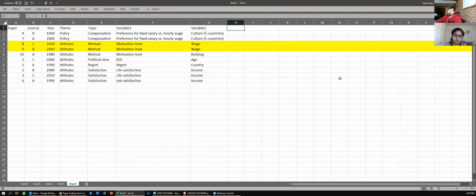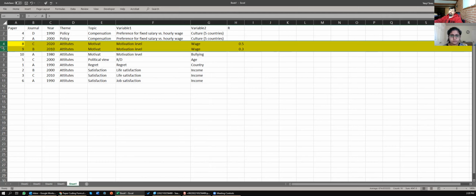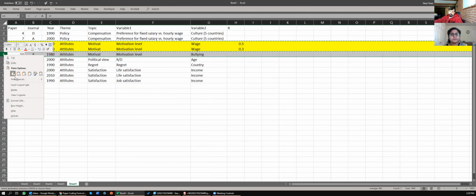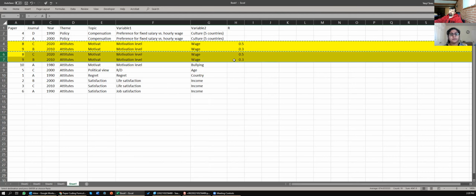And so, for example, the variable that they recorded was correlation. And let's say this study found a correlation of 0.5 between motivation and compensation, and this one found 0.3, right? So what I'll do there, and let's say we have probably over 100 papers. Let's say we had more than just 2. Let's say we had 4 studies like this, right? Or even if it were only 2.